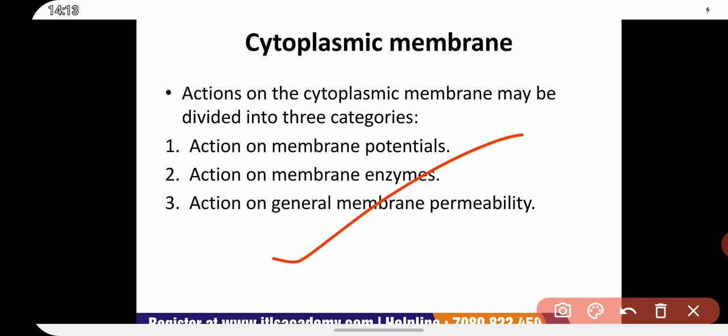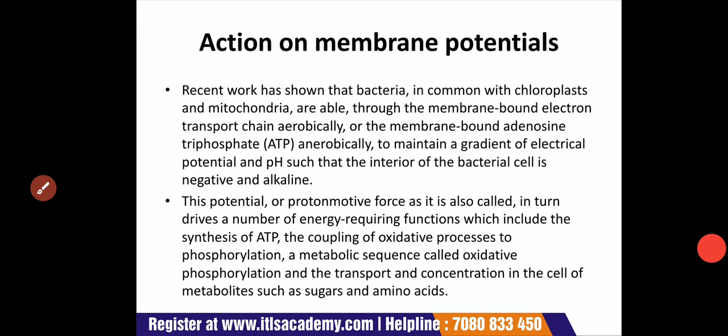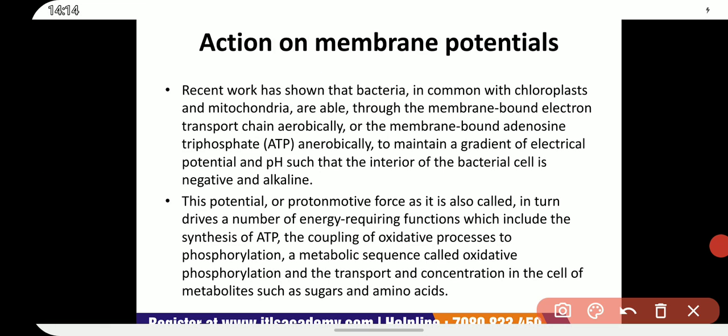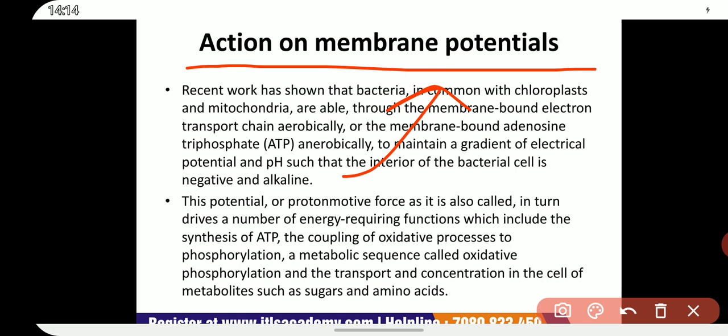So, these were a few actions of antibiotics on the cytoplasmic membrane. First is action on membrane potential. We have seen an overview on the action of antibiotics on the cytoplasmic membrane, and now we are going to discuss in detail. First is action on membrane potential. We will study how any antibiotic would affect the membrane potential and will cause disruption of the cell.